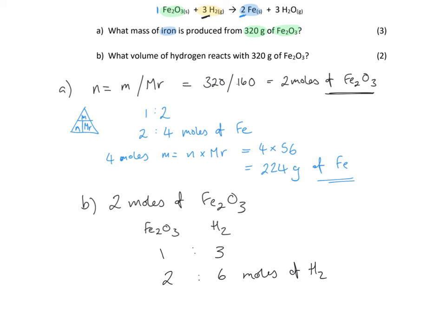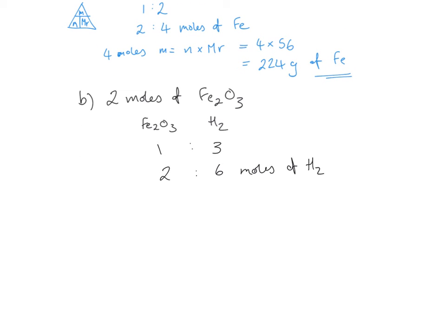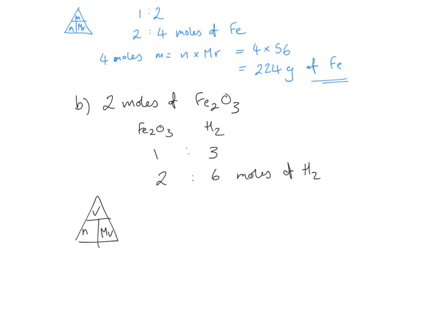of H2 coming out. Now, using that information, I'm then going to use the triangle for the gas calculations that we looked at today. So n equals V over Mv, and we're being asked in the question to work out volume. So volume equals number of moles times molar volume. Number of moles we just worked out was 6. Multiplied by the molar volume, I'm going to use decimeters cubed, which is 24. Equals 144, and because I used 24, it's in decimeters cubed, and that is the answer.